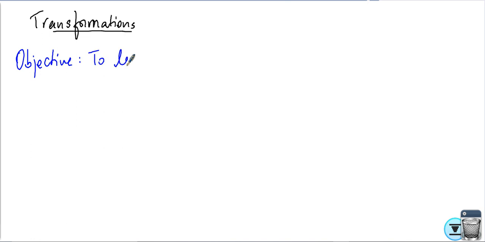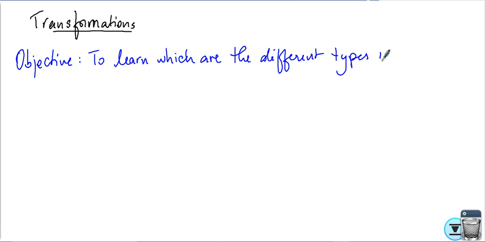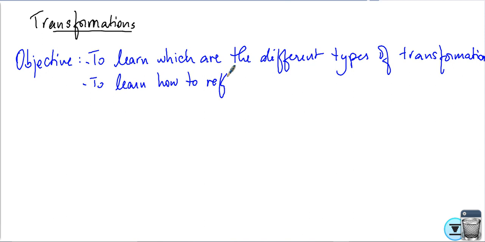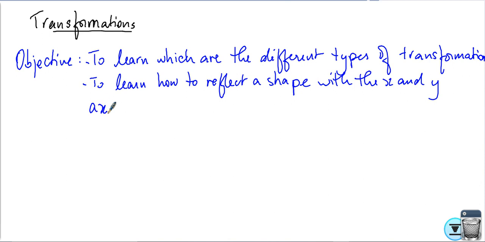So we're going to learn which are the different types of transformations. And we're also going to learn how to reflect a shape with the x and y axis. So that's what we're going to focus on in this lesson.